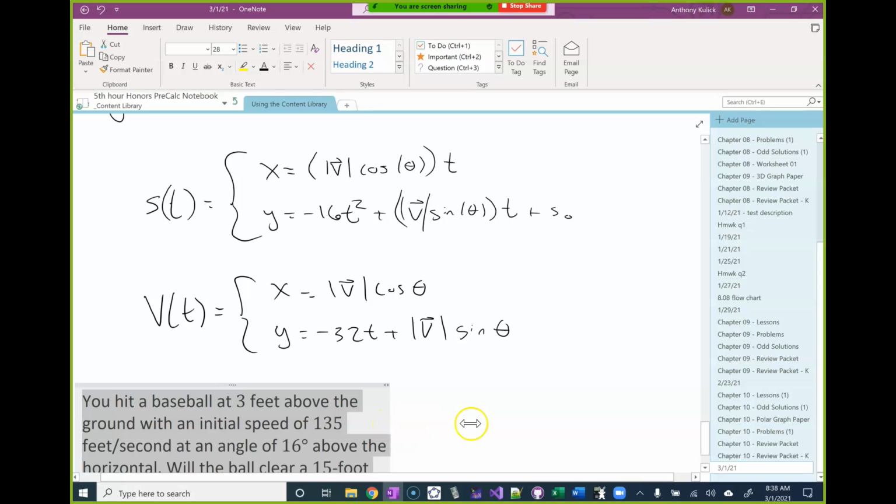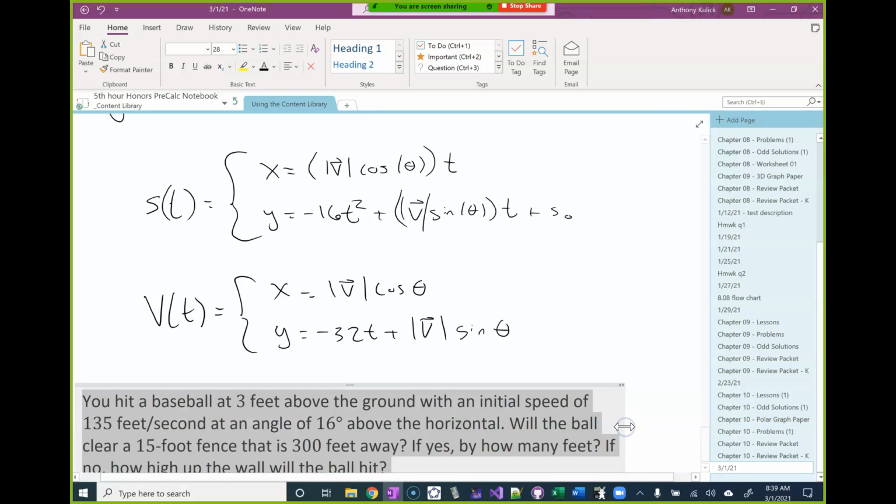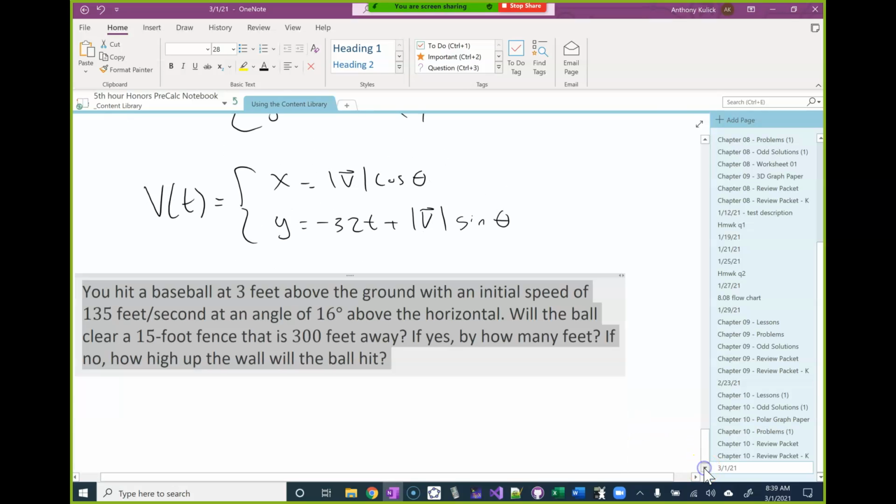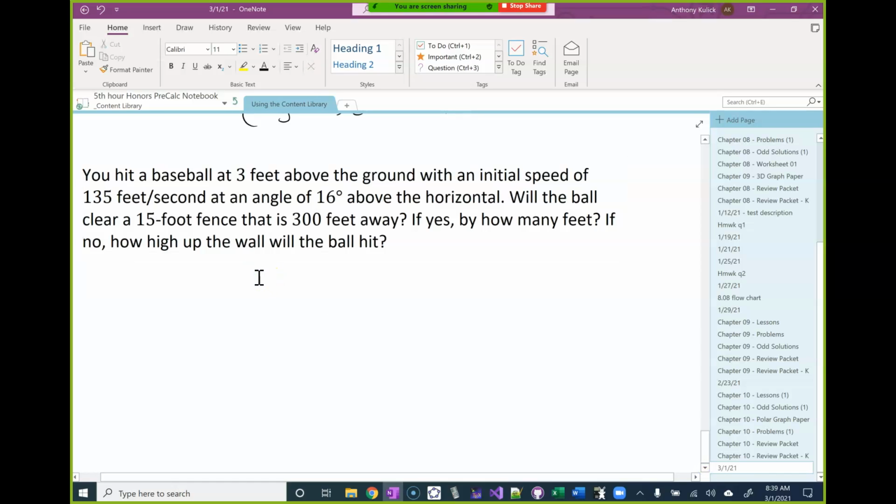All right, let's look at an example. You hit a baseball at 3 feet above the ground with an initial speed of 135 feet per second at an angle of 16 degrees above the horizontal. Will the ball clear a 15-foot fence that is 300 feet away? If yes, by how many feet? If no, how high up the wall will the ball hit?